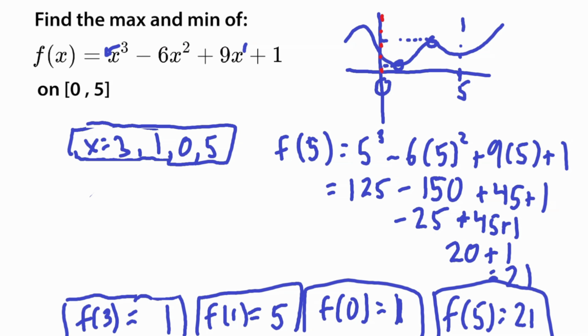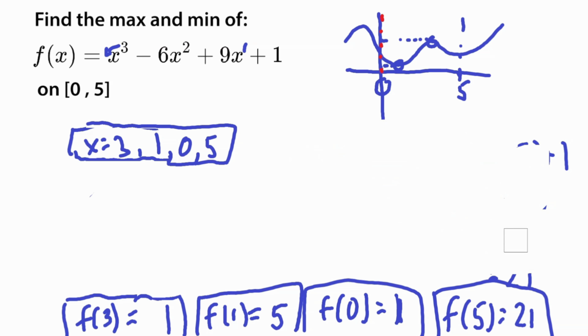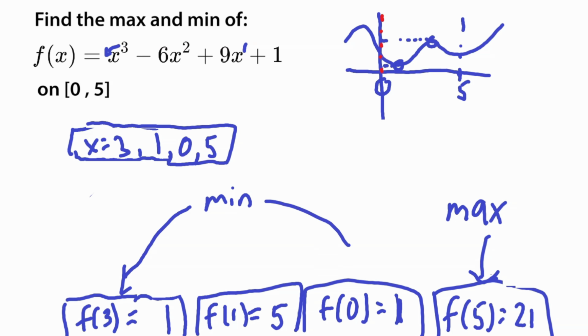Now that we have plugged in each of our values, we can determine the minimum and maximum by simply looking at them. Our maximum is at x equals 5, with a value of 21. And our minimum is at two places, actually, at x equals 3 and at x equals 0, because both of them give a value of 1, which is the minimum on this interval.